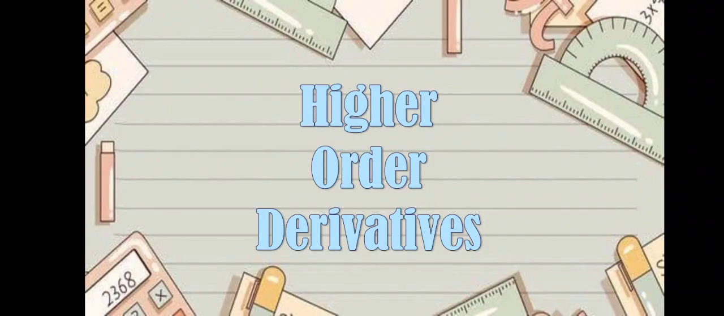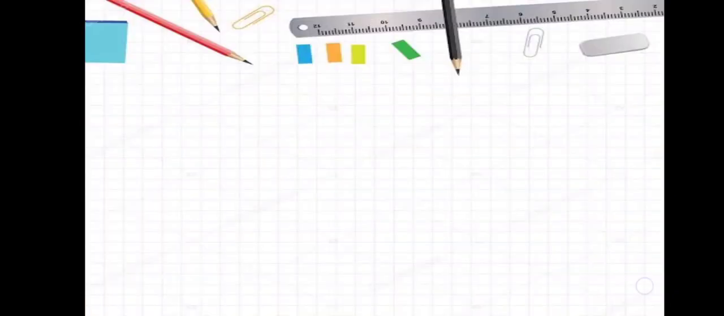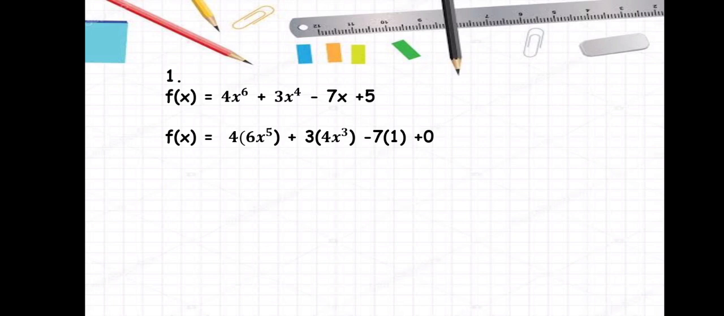Everyone, in this video I am going to discuss higher order derivatives. I have here an example. f of x equals 4x raised to 6 plus 3x raised to 4 minus 7x plus 5. So first we are going to find the derivatives.